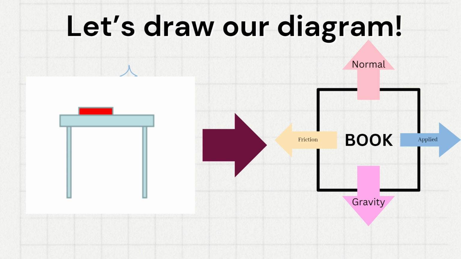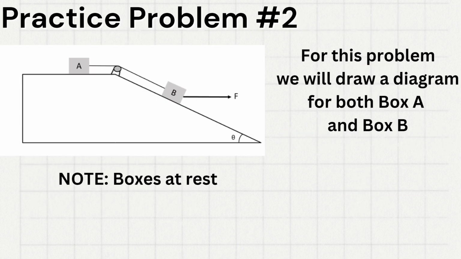Next, we're going to move on to our second practice problem, which is a little bit more complicated than the book on the desk. Now we have a pulley, 2 boxes, and the F denotes an applied force. Please note that the boxes are at rest, and we're going to be making a free body diagram for box A and box B. So starting with box A, make sure you know your object, make sure you count all your forces, draw in your forces. Then for box B, you know your object, you know your forces, and draw in your forces. Pause the video, and next we'll move on to box A.